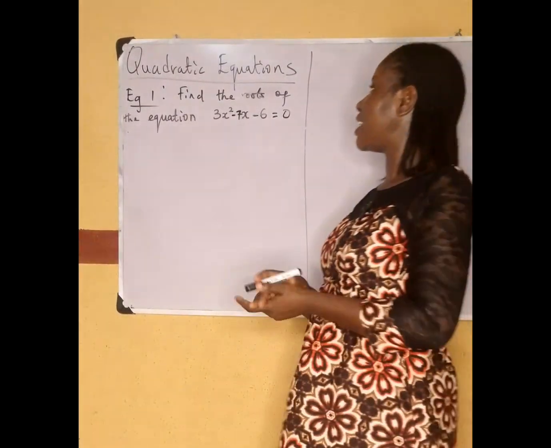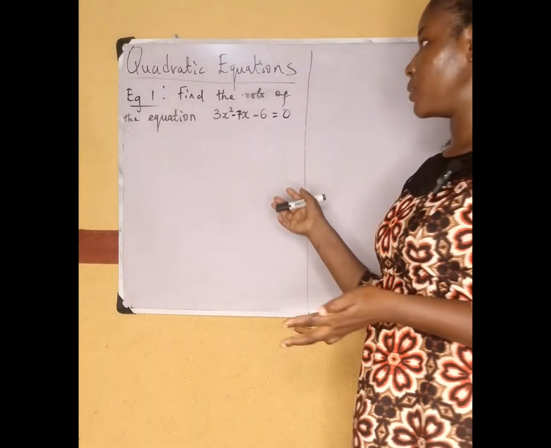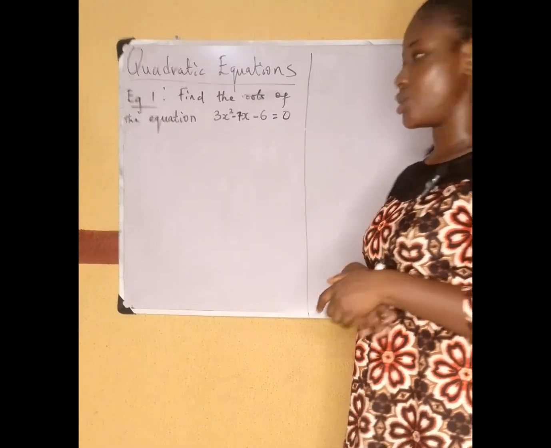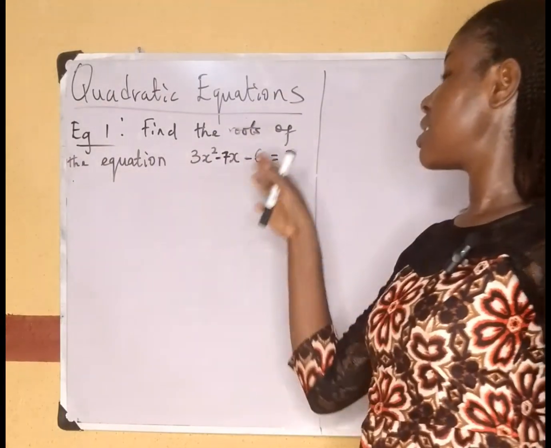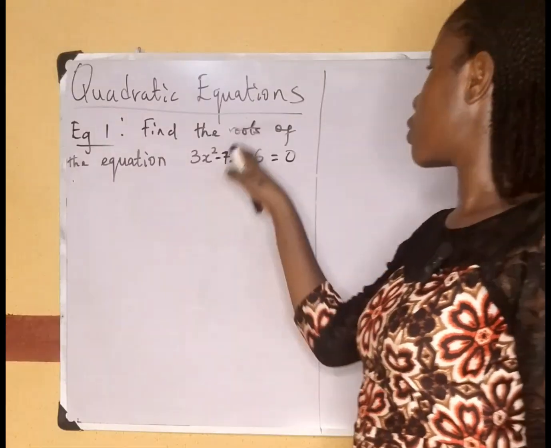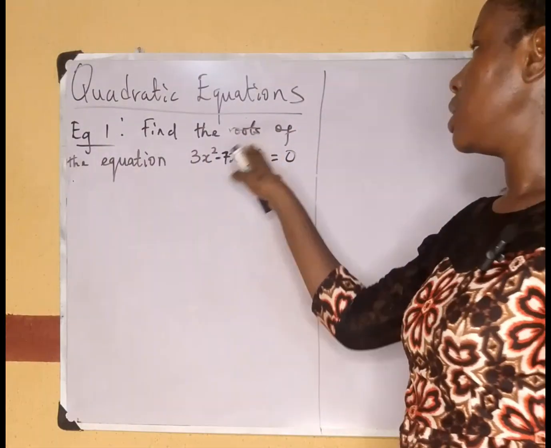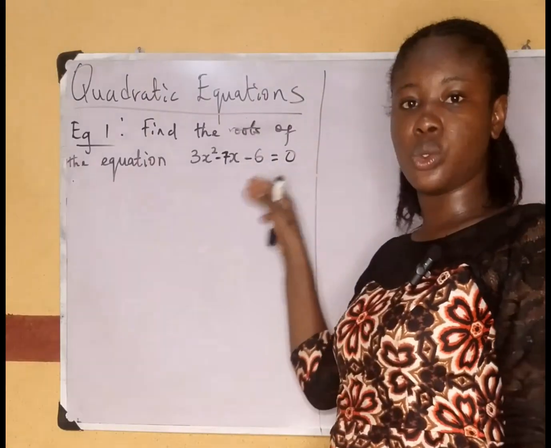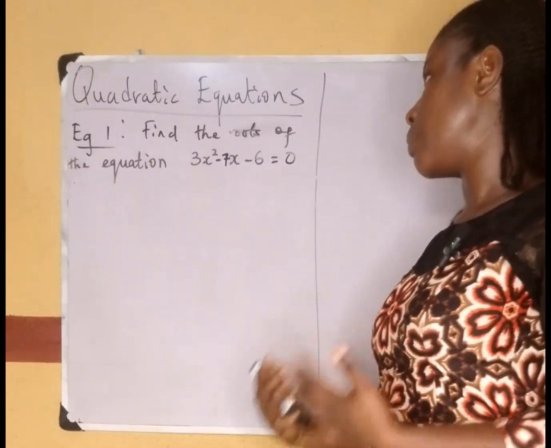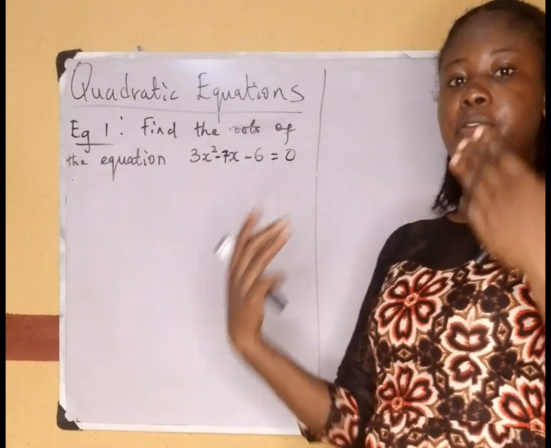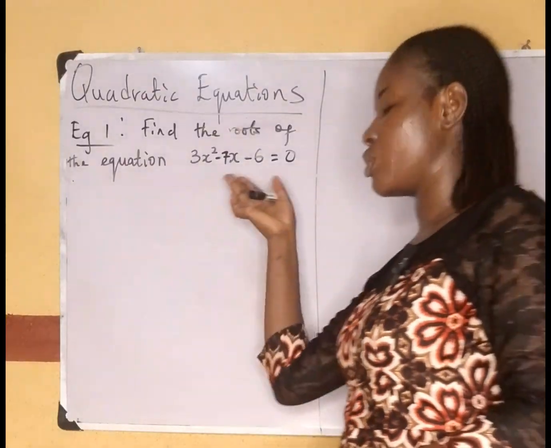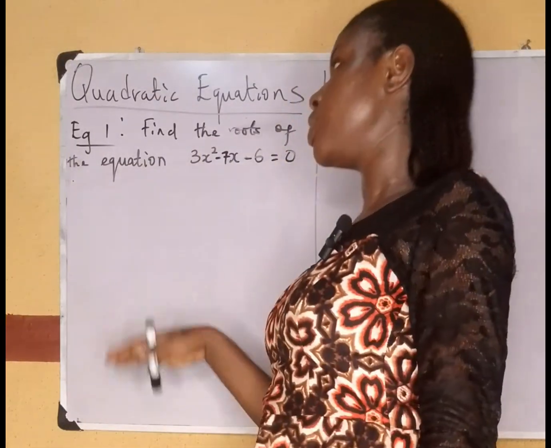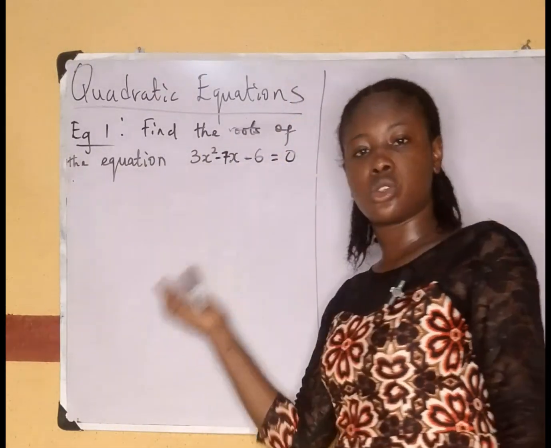Welcome again, and we want to take an example involving a quadratic equation on the board. The first example I have on the board is asking us to find the roots of the equation 3x squared minus 7x minus 6 equal to 0. And like I said earlier, I am going to be using the factorization method to solve this.